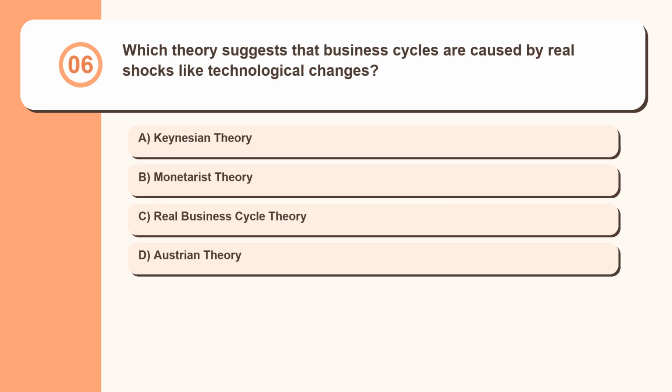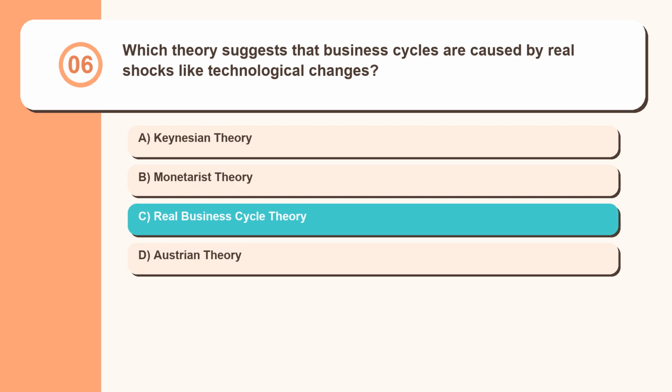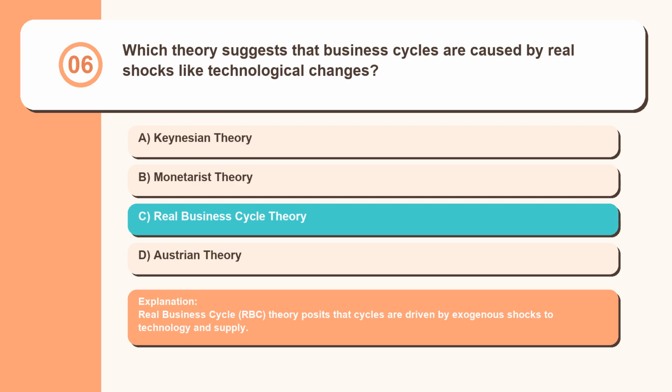Question 6. Which theory suggests that business cycles are caused by real shocks like technological changes? Keynesian theory, monetarist theory, real business cycle theory, Austrian theory. Real business cycle, RBC, theory posits that cycles are driven by exogenous shocks to technology and supply.